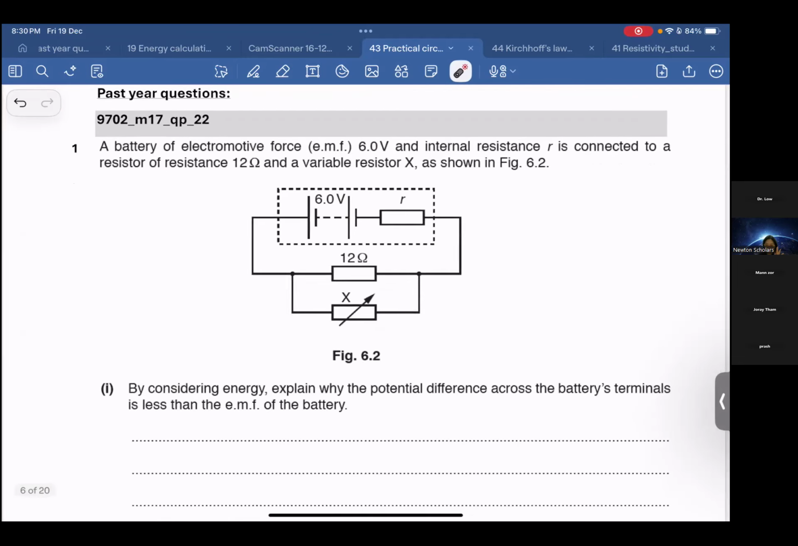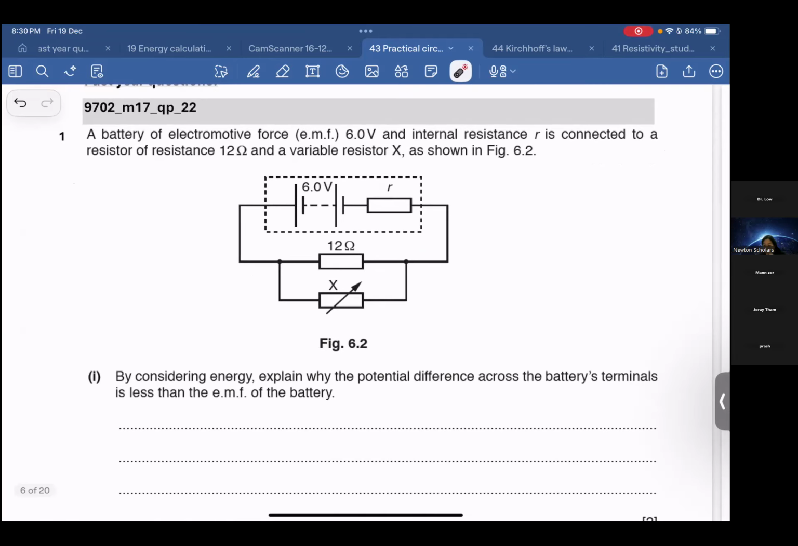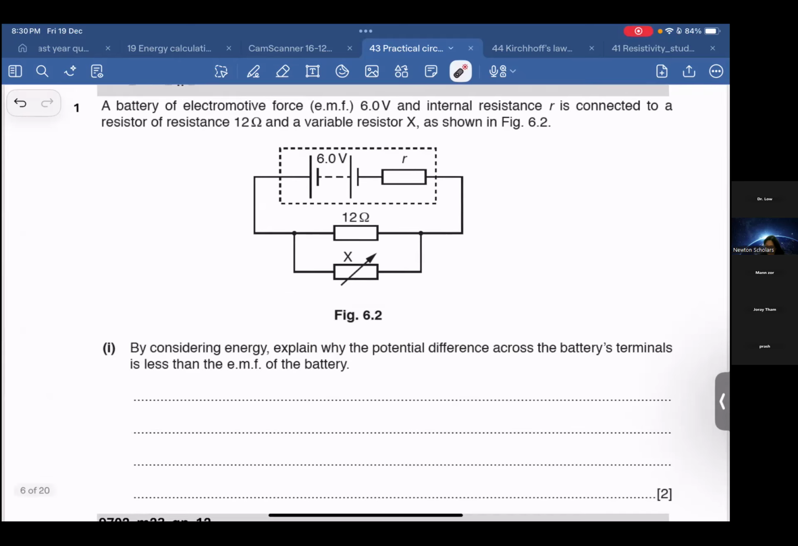This is 2017: a battery of EMF 6.0 volt and internal resistance. If the past year question doesn't mention internal resistance, we just assume the perfect case. Unless the question says internal resistance, then we have to think back to this subtopic. Connected to the resistor of 12 ohm and a variable resistor X. By considering energy, explain why the potential difference across the battery terminal is less than the EMF.